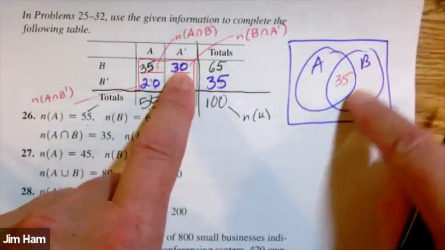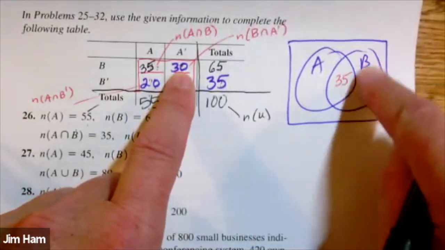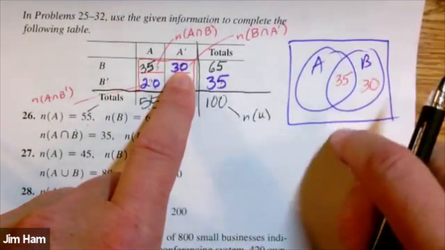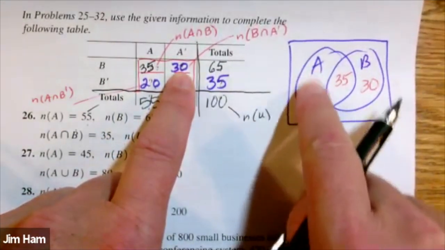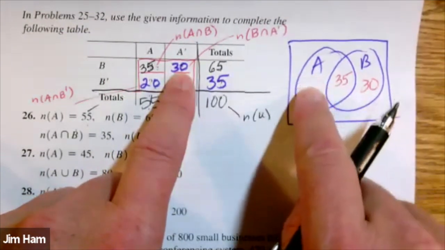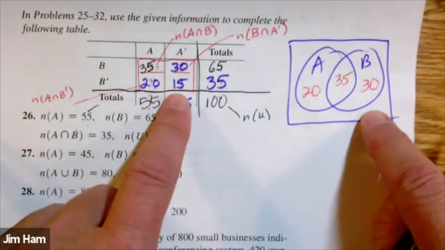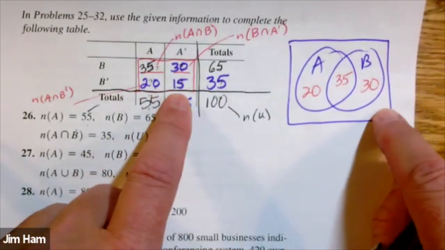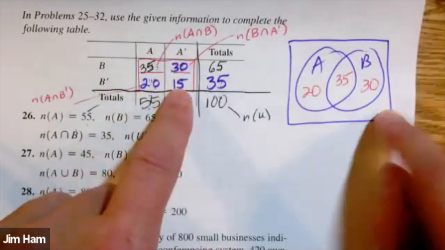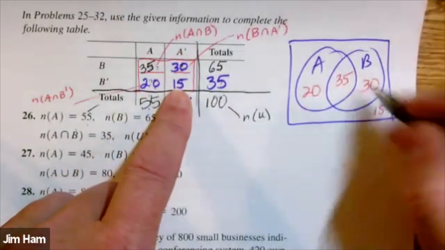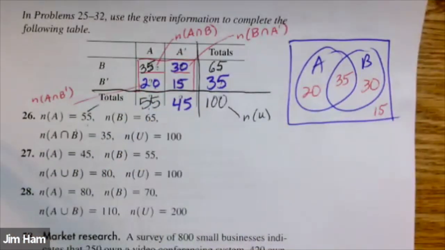B intersect A complement is this region, 30. This region here is inside A but outside B, so A with B complement. And this region out here is not in A and not in B, so it's the intersection between A complement and B complement. And if you add those 4 numbers, you're going to get your 100.